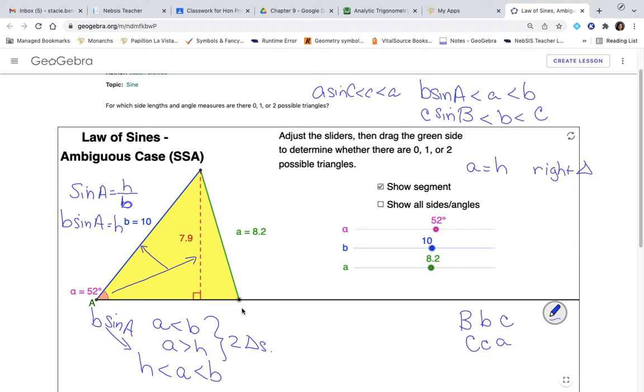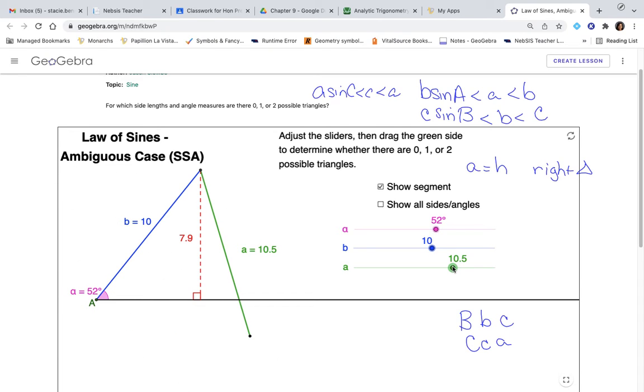Now, what happens when A is bigger than B? Get rid of some of this mess. A is bigger than B, we get a triangle, don't we? Everybody see it? But then when we come over here, it's too long, right? It's not going to make another triangle. So we're just going to get 1 triangle.